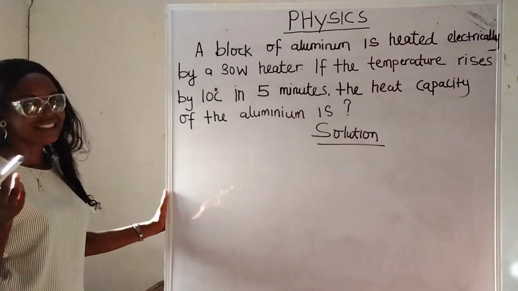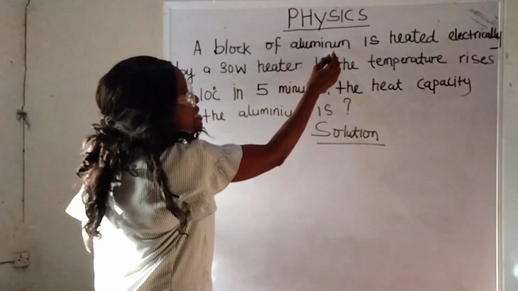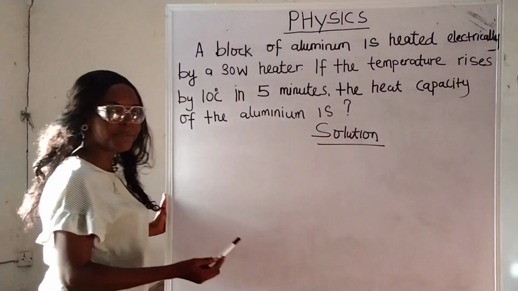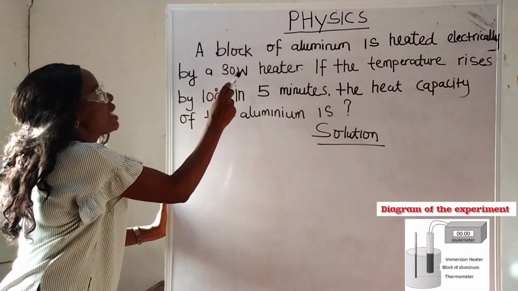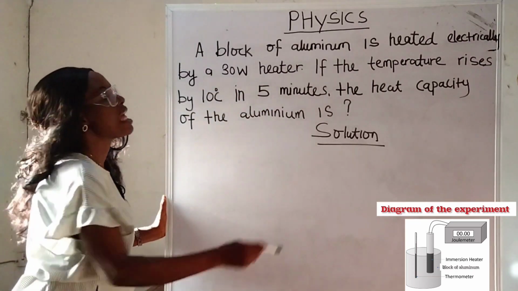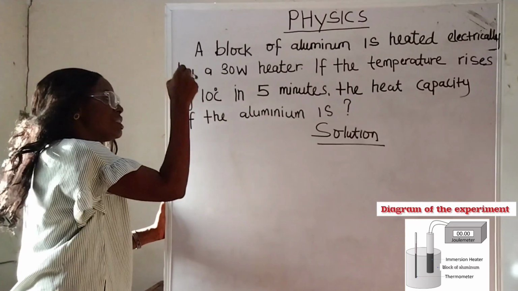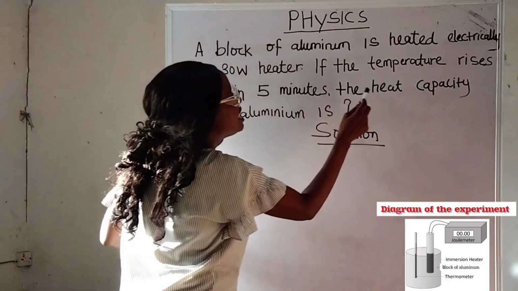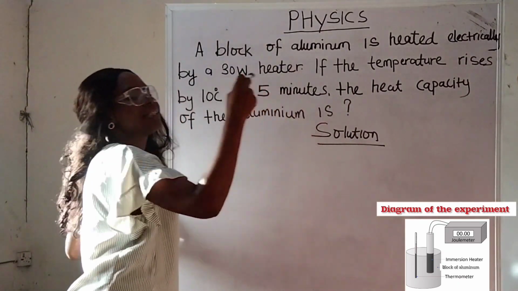Okay, let's take the question. And the question says, a block of aluminium is heated electrically. This block of aluminium is heated electrically by a 30-watt heater. If the temperature rises by 10 degrees Celsius in 5 minutes, the heat capacity of the aluminium is.